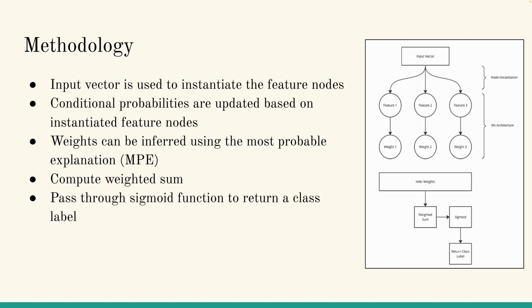So the image on the right is a basic flow diagram of what we just discussed. And as you can see, there's the input vector at the top. This really serves as the starting place, and that's used to inform the feature instantiations. We have a defined Bayesian network architecture, and we'll discuss a little bit more about how this architecture can be defined soon. From there, we use that Bayesian network to infer the weights. And then, again, following that, we use the same steps that we would normally use in logistic regression, where we calculate the weighted sum, pass it through the sigmoid function, and return a class label.